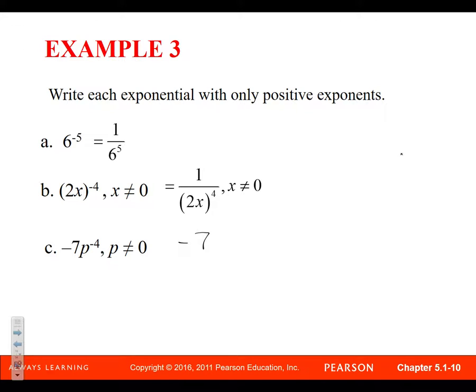-7. Is the -7 an issue here? The -7 doesn't have a negative exponent, does it? So does it need to go anywhere? No, it's that p that has the issue. So p needs to go to the bottom, as long as p does not equal 0. So there you go. Now, what's the difference between that problem and the problem we just did before? The parentheses. Remember, the parentheses keeps everything bundled together. It's like your little hands, you stay together, don't go nowhere. In that case, the -7 was not protected.